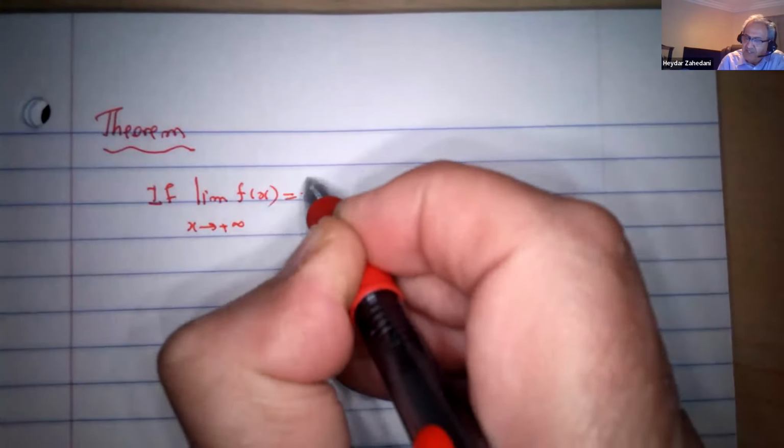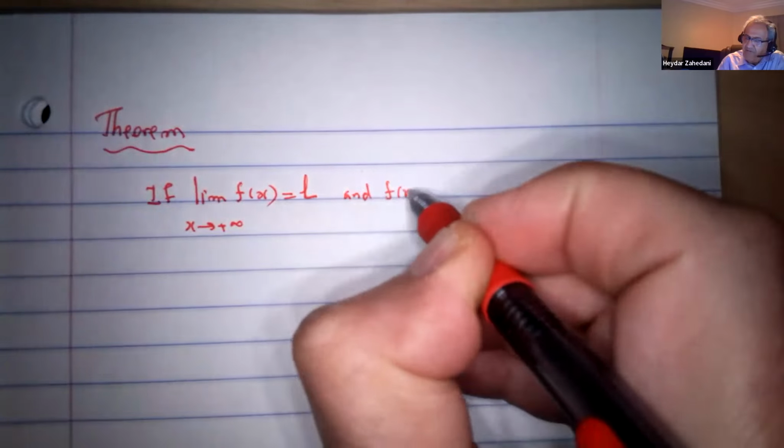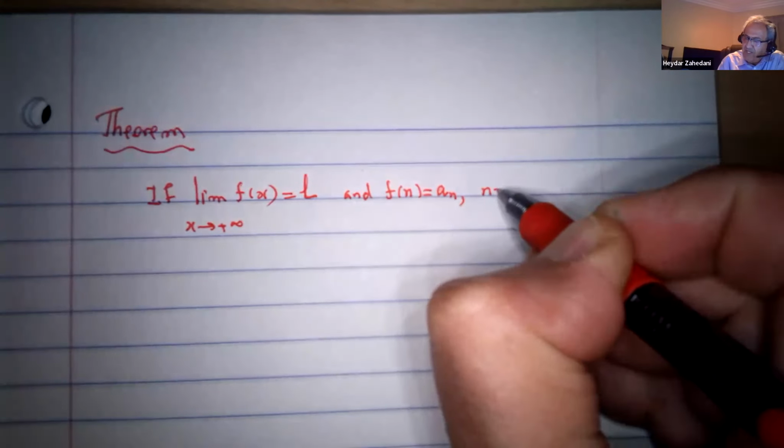So I'm going to give you this one as a theorem, if you like. It's going to be a great theorem and help quite a lot. It's something natural. You don't need to prove it. It's common sense. So what is this common sense? If the limit of f of x, when x goes to positive infinity, does exist and is equal to L, like in calculus one, and if you define f of n to be equal to a_n, for n equal to 1, 2, 3, etc.